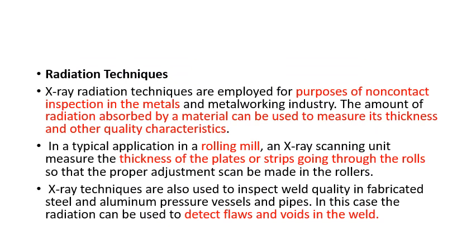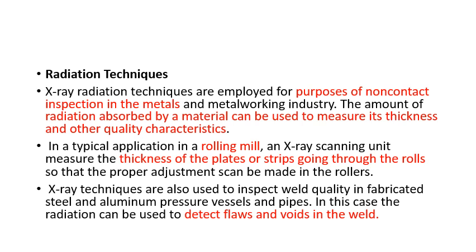Next, non-contact inspection method is the radiation technique. In this radiation technique, we use X-ray radiation for the purpose of non-contact inspection in metals and non-metal industries. The amount of radiation absorbed by a material can be used to measure its thickness and other quality characteristics. A typical application is in the rolling mill industry.